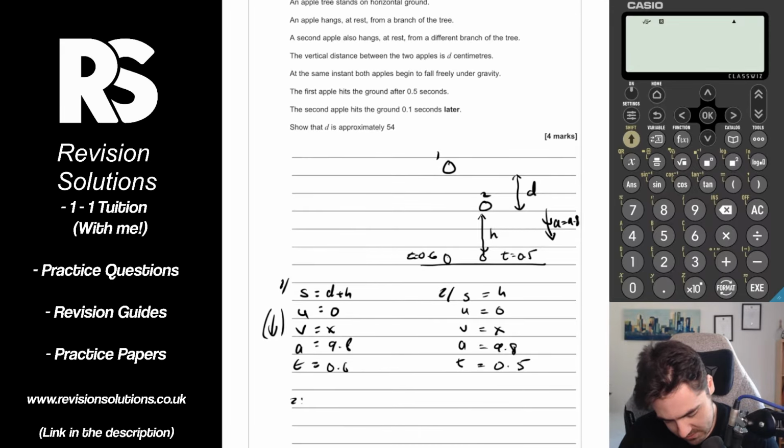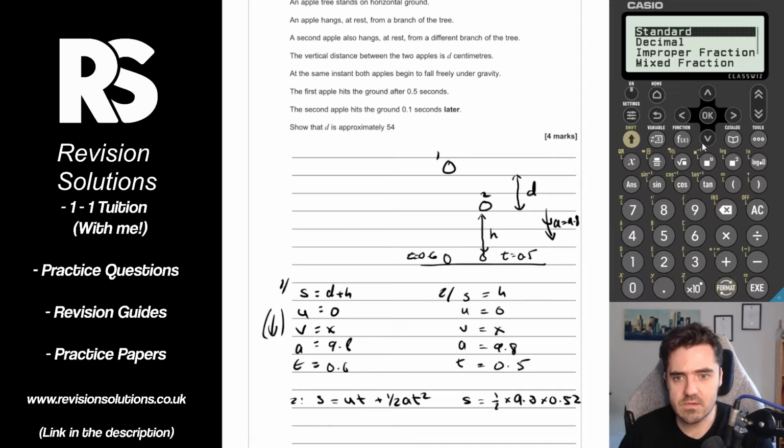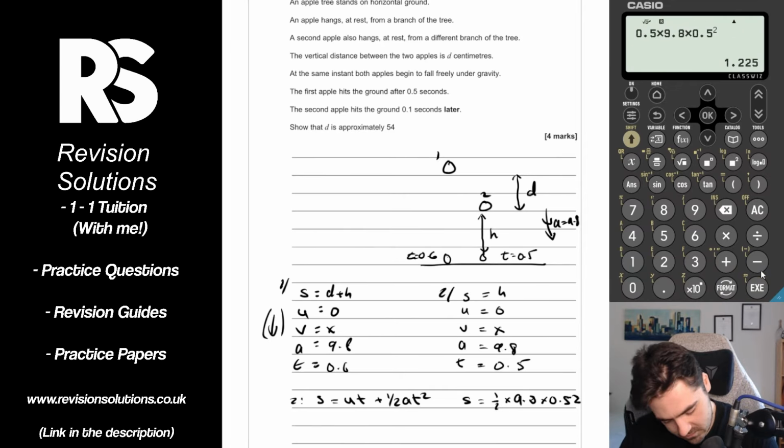So for apple 2, if we want something without v in it, that would be s equals ut plus a half at squared. So that would tell us that s, well, the u is 0, so it's going to be a half times 9.8 times a half squared. So that's 0.5 times 9.8 times 0.5 squared. So that gives us, as a decimal, 1.225.